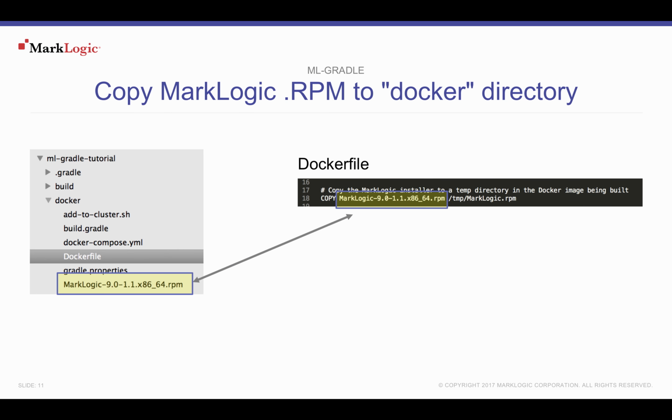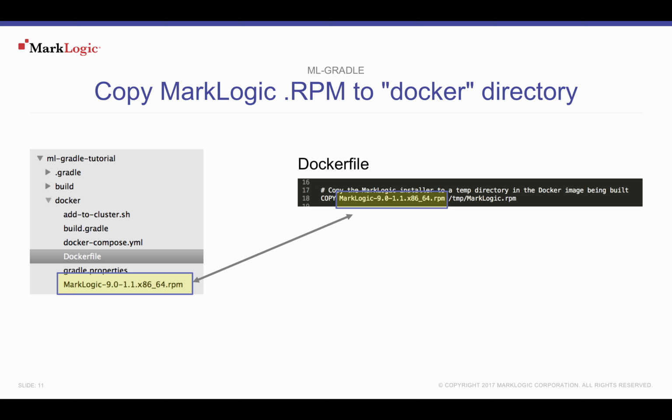After downloading the MarkLogic .rpm installer and also downloading the ml-gradle-tutorial project, copy the .rpm installer to the Docker subdirectory within the main ml-gradle-tutorial directory. In the Docker directory, edit the Dockerfile script.